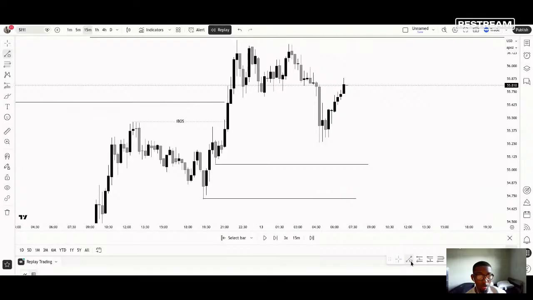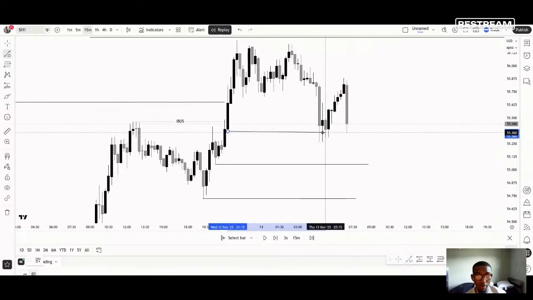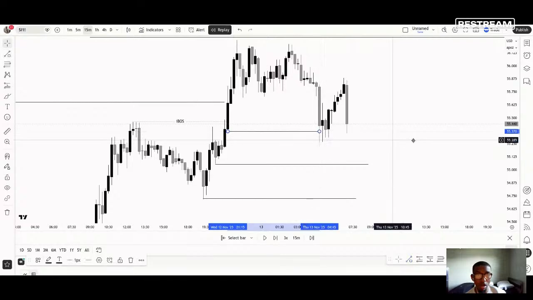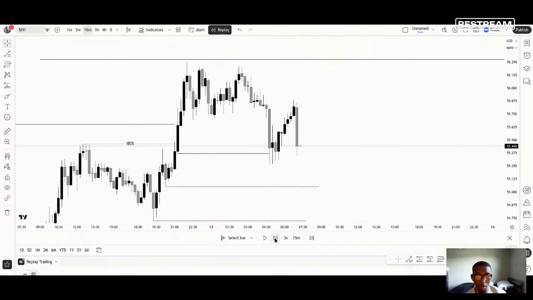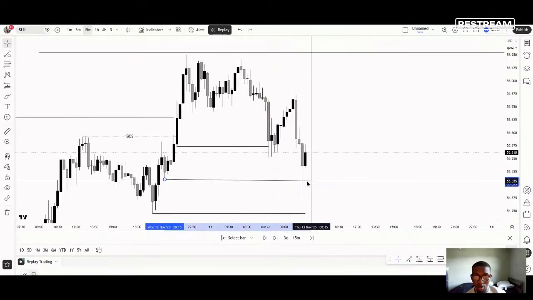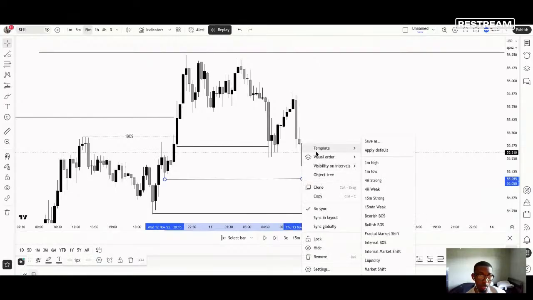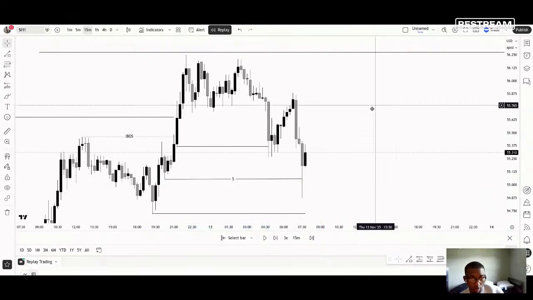I see price going back up. So it swept liquidity from about here and then it started to go back up. But let's see what price continues to do. Boom. It sweeps liquidity. Right. It doesn't give me a market shift. It sweeps liquidity.